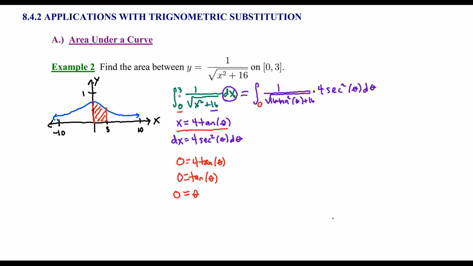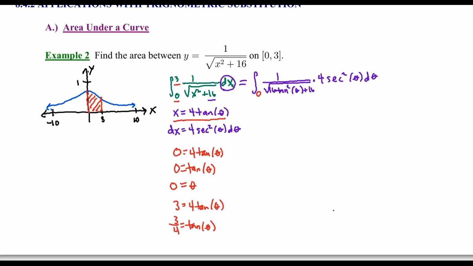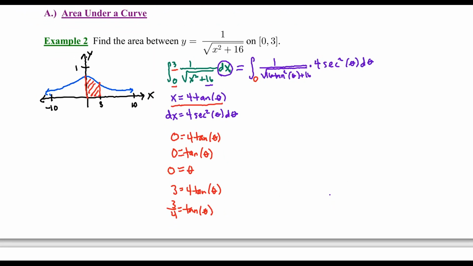Working on our upper limit of integration, when x is 3, we need to find the corresponding theta value. So let's divide both sides by 4. So tangent of theta is equal to 3/4. Now thinking about our unit circle, 3/4 of course is not a unit circle value, so I'm not going to be able to solve for this exactly, so we'll do it symbolically. Theta then is inverse tangent of 3/4. So my upper limit of integration is inverse tangent, you can also write arctangent, of 3/4.